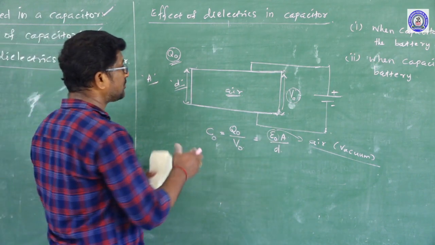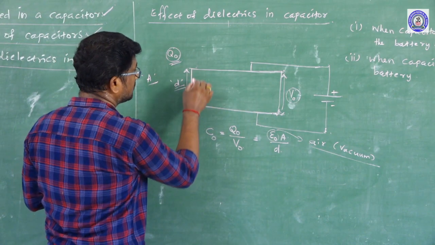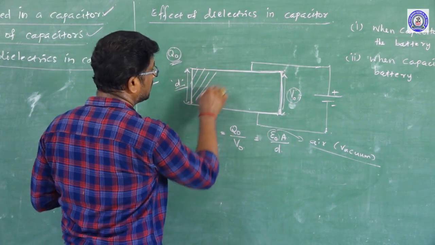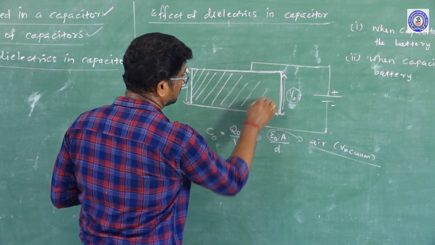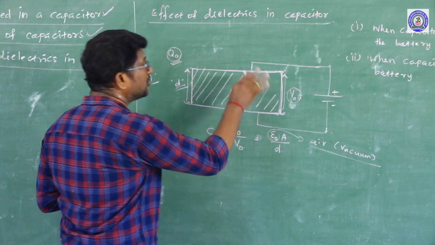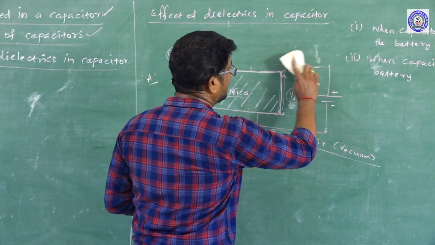Right. Now, a dielectric material, suppose like mica, is introduced between the plates of the capacitor, right. Then the battery is disconnected.